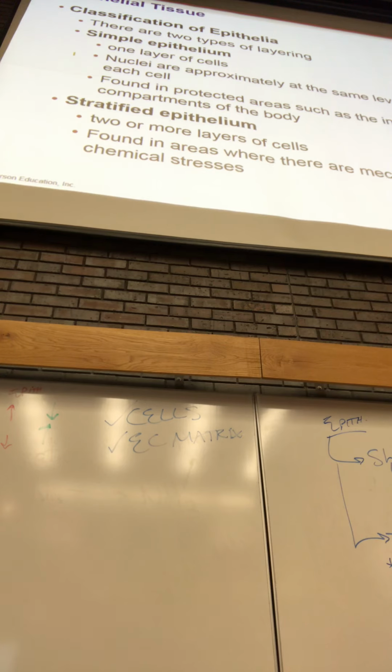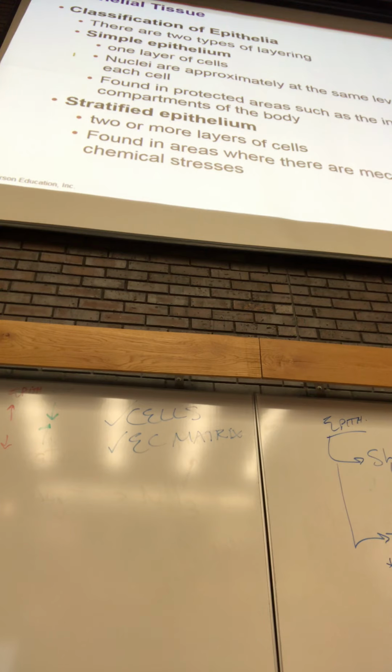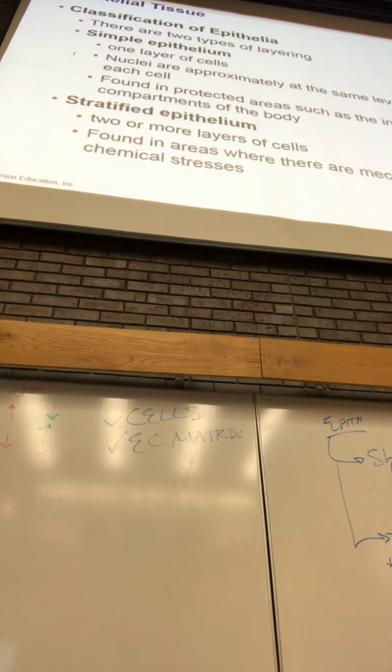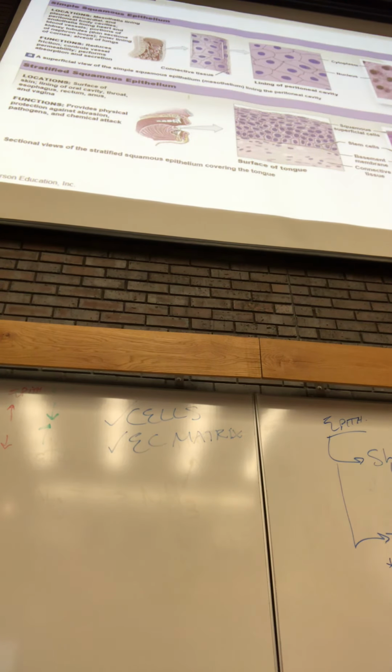So this just says what I just said. Simple epithelium is a single layer. An example of a simple squamous epithelium is the parietal pleura, the visceral pleura, pericardium, the peritoneum. Those are all layers, 1 simple squamous cell thick. Stratified epithelium, 2 layers or more, usually quite a few more. An example of that would be the skin, or the lining of the oral cavity, or the lining of the rectum, the vagina, areas that are subject to mechanical or chemical stress.